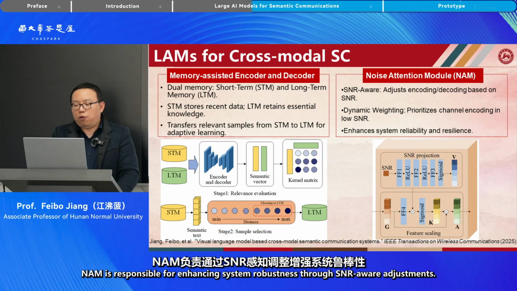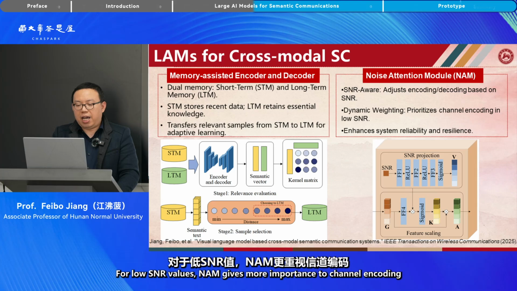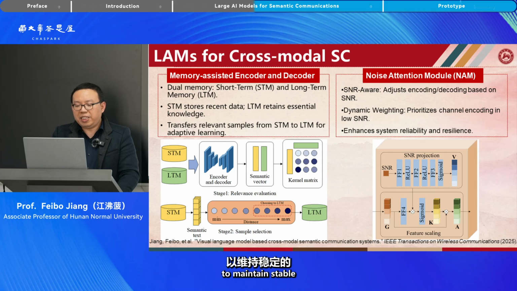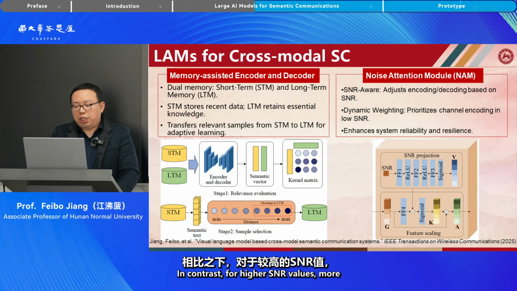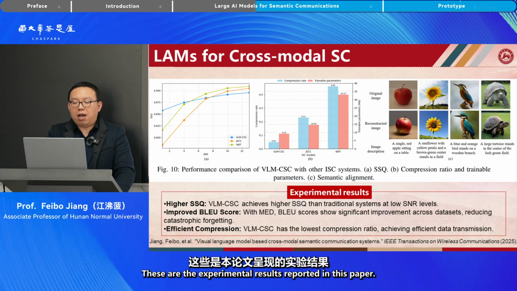NAM is responsible for enhancing system robustness through SNR-aware adjustments. It dynamically distributes resources between the semantic and channel encoders based on real-time SNR conditions. For low SNR values, NAM gives more importance to channel encoding to maintain stable communication. In contrast, for high SNR values, more emphasis is placed on semantic encoding to ensure semantic accuracy. These are the experimental results reported in this paper.